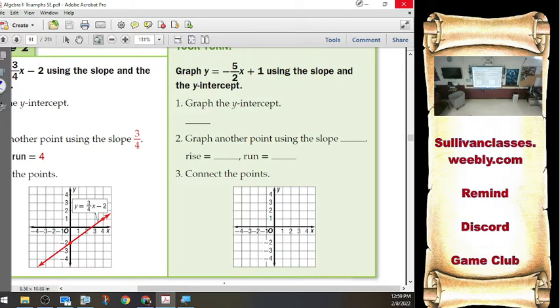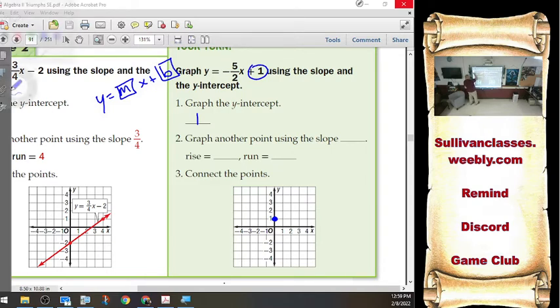Example 2. Graph the y-intercept. Do you remember which of these numbers was the y-intercept? No. Okay. y equals mx plus b. So my y-intercept is 1. I'm going to go to the y-axis and put a dot at 1.